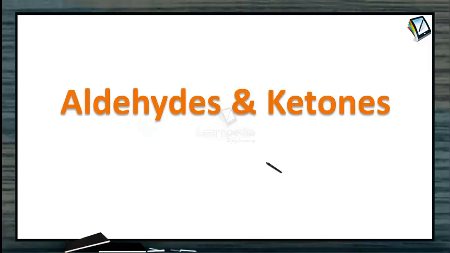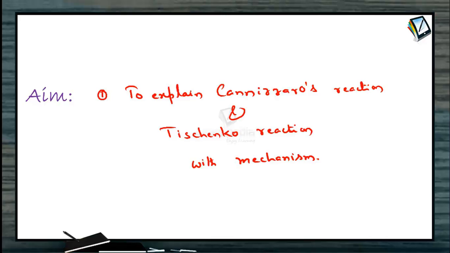We are in the chapter Aldehydes and Ketones, session 9. In this session, we will discuss two important reactions. One is Cannizzaro's reaction and the other one is Tischenko reaction. So the aim is to explain Cannizzaro's reaction and Tischenko reaction with mechanism.